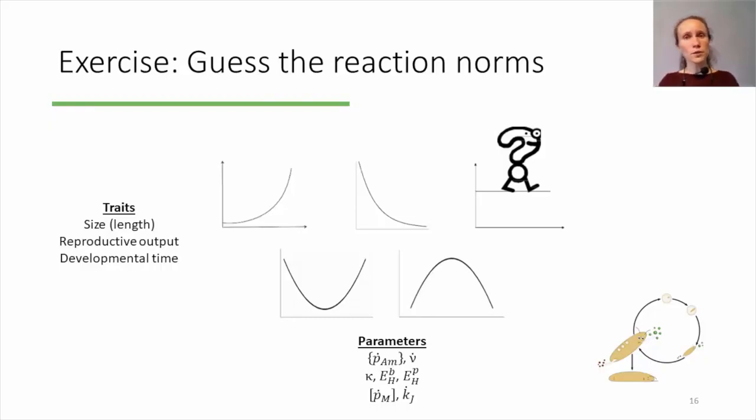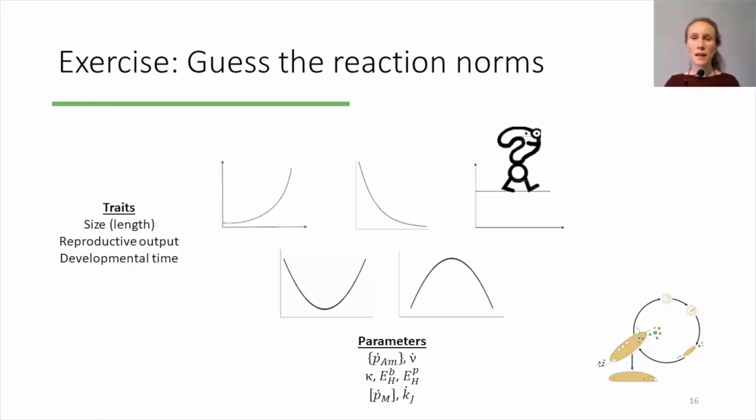Here, I put you some DEB parameters. You see them at the bottom. And on the left, you have some traits. And I want you to try to relate these two aspects. Okay? So stop the video until you finish that exercise, and then we will try to see what could be the answer.